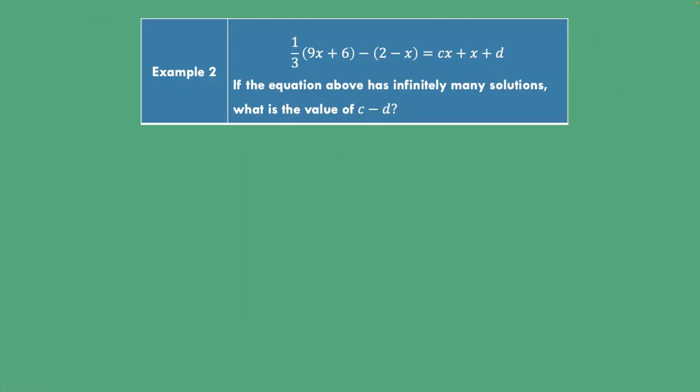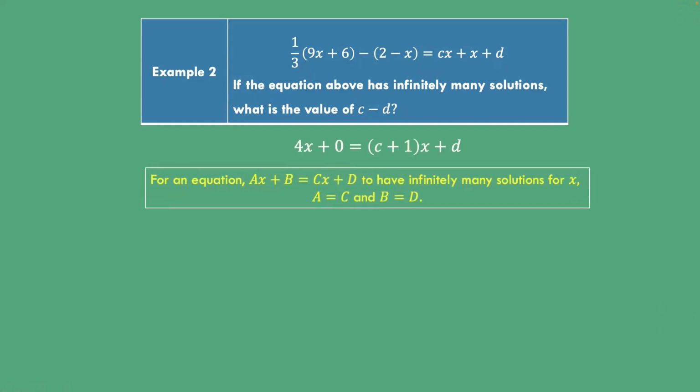Let's go back to our original simplified equation. For this equation to have many solutions, the coefficients of x on both sides must be equal. On the left, the coefficient of x is 4, and on the right, the coefficient of x is c plus 1. Setting them equal, 4 equals c plus 1, then c equals 3.